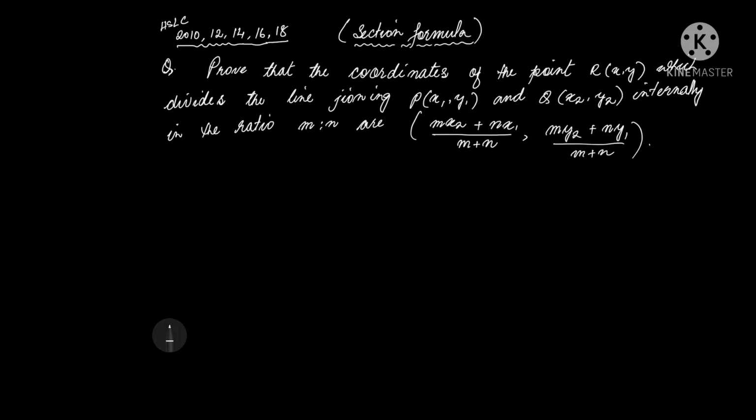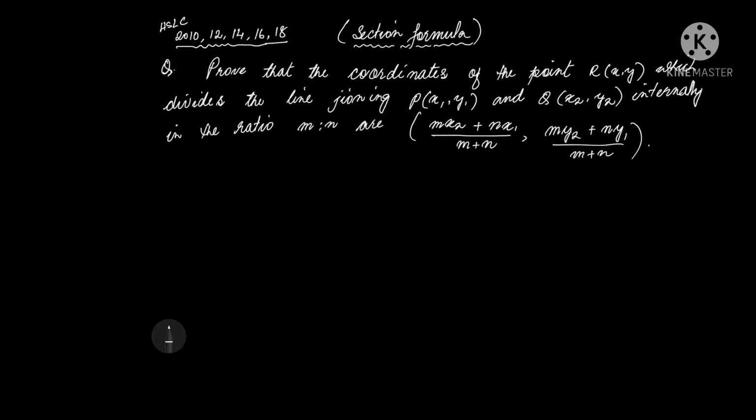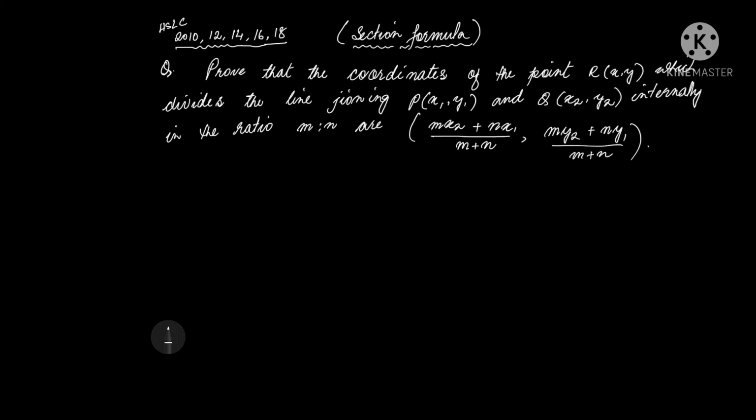Prove that the coordinates of the point (x, y), which divides the line joining P(x1, y1) and Q(x2, y2) internally in the ratio m:n, are (mx2 + nx1)/(m + n), (my2 + ny1)/(m + n).